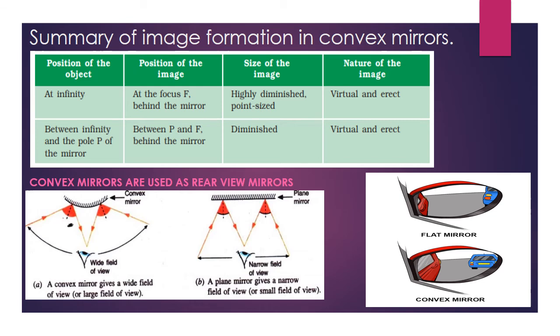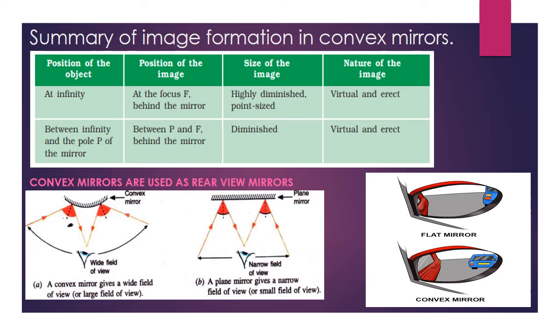So what do we understand, children? In a convex mirror, whatever be the position of the object in front of the mirror, the image formed by the convex mirror is always behind the mirror. It is virtual, erect and smaller than the object, or diminished. So that is why convex mirrors are used as rear view mirrors.